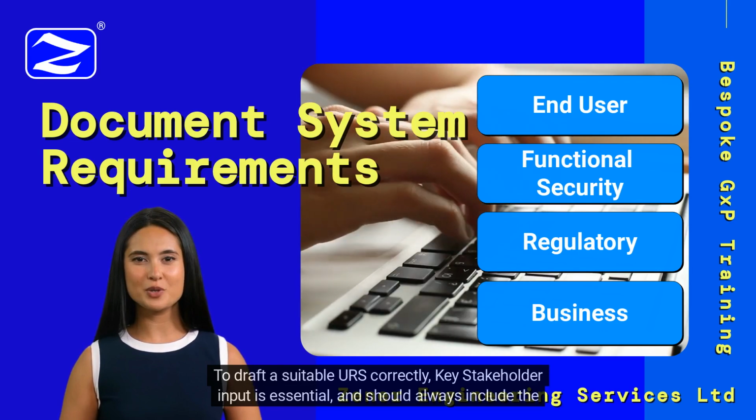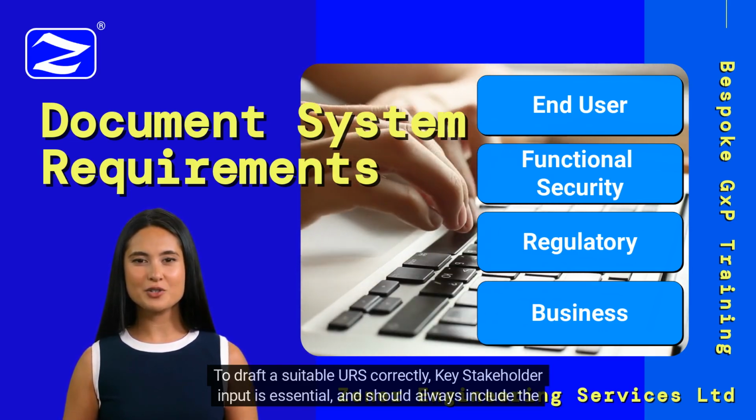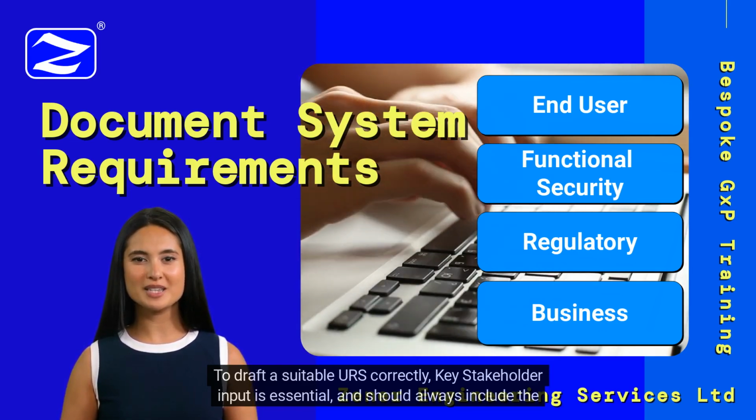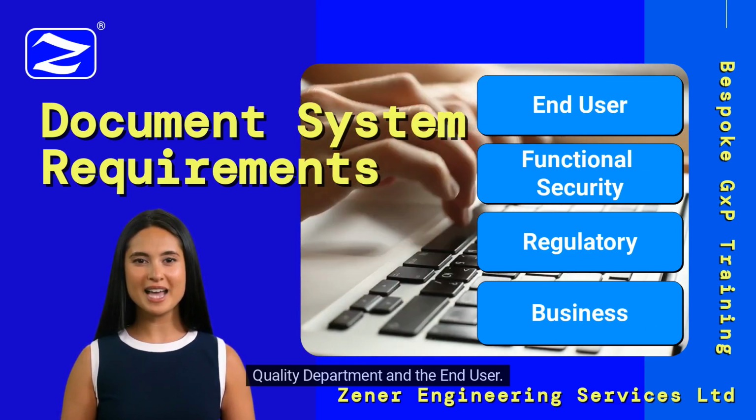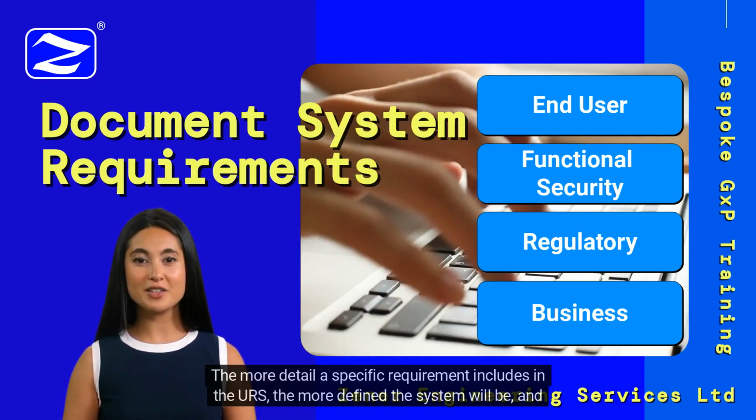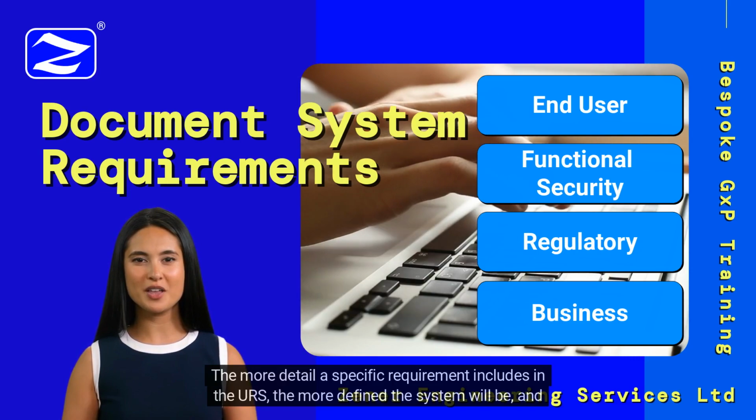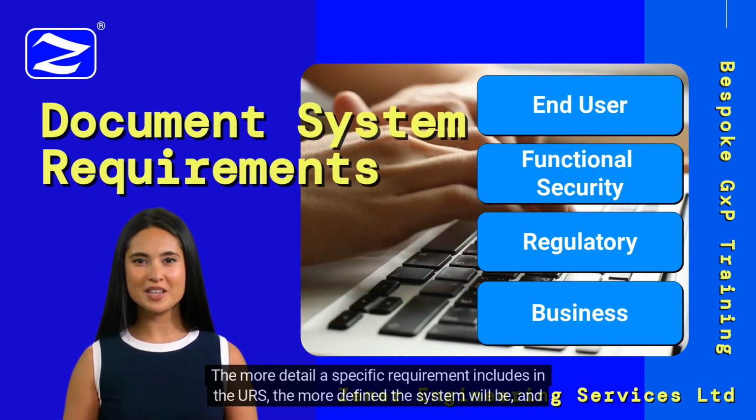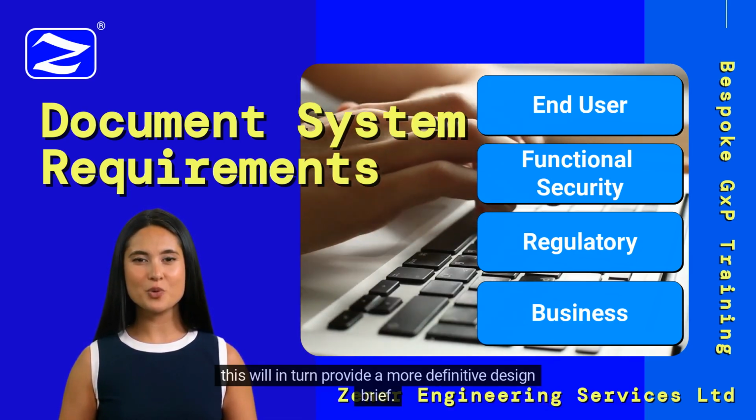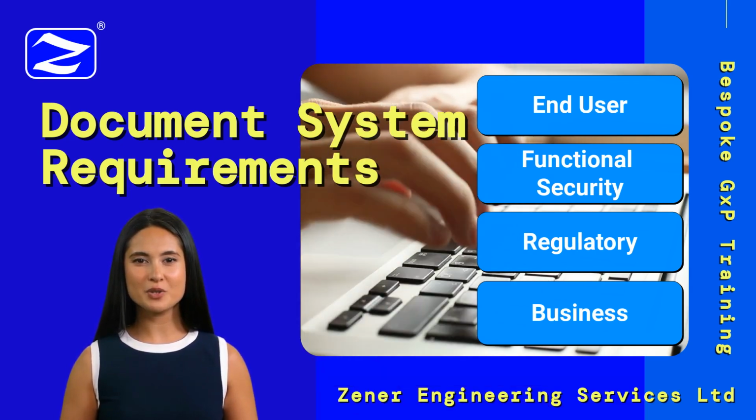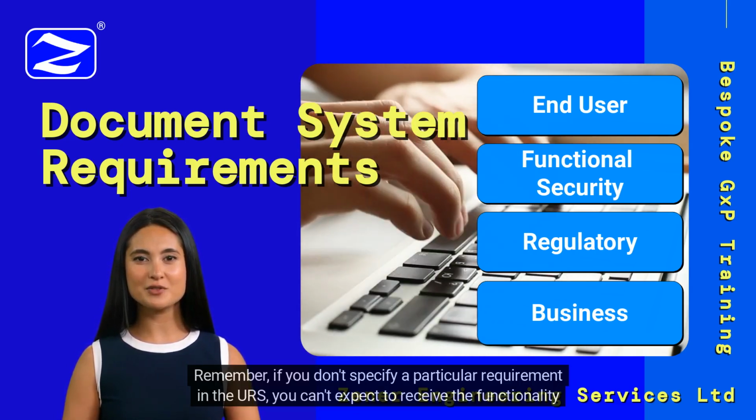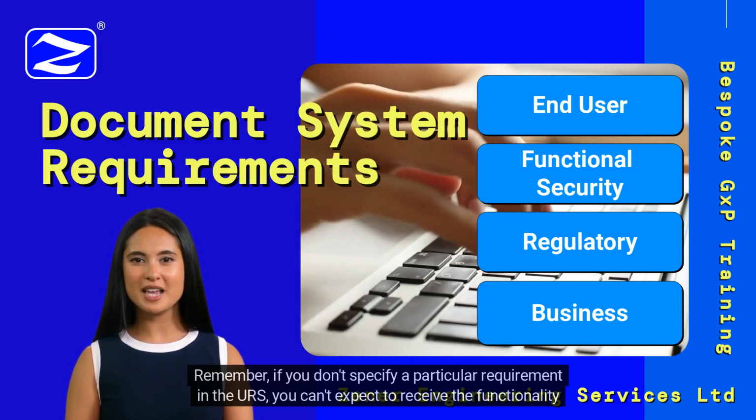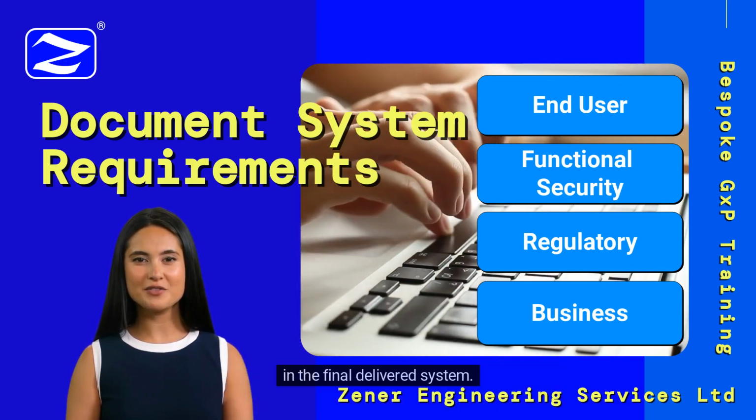To draft a suitable URS correctly, key stakeholder input is essential and should always include the quality department and the end user. The more detail a specific requirement includes in the URS, the more defined the system will be, and this will in turn provide a more definitive design brief. Remember, if you don't specify a particular requirement in the URS, you can't expect to receive the functionality in the final delivered system.